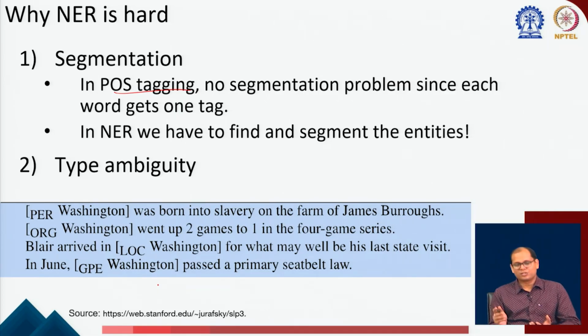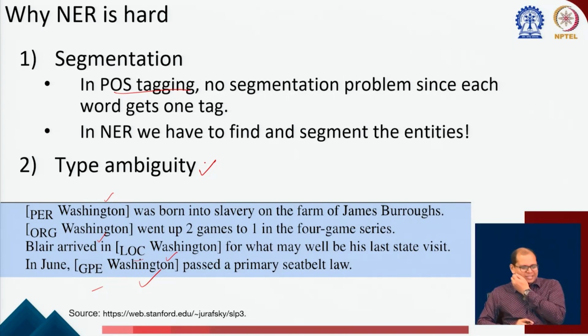So you may have, as we saw, 3 words together that are given one tag, and the same word may be given multiple tags in different contexts, right? That's the general problem in NLP, the ambiguity part. Washington can be person, organization, location, geopolitical entity, as per the context. So it's not that given a name you will have only one tag associated with it. So there is also an ambiguity there.